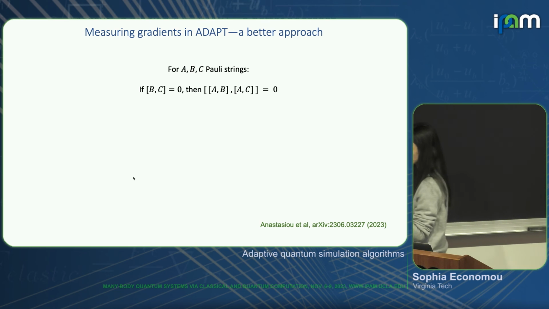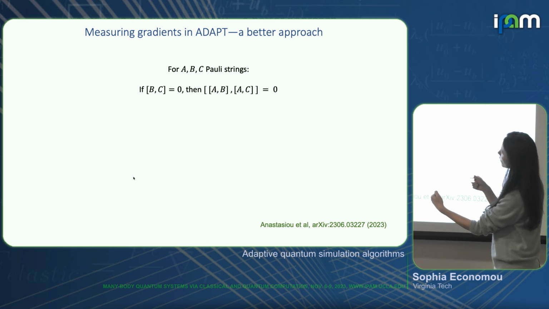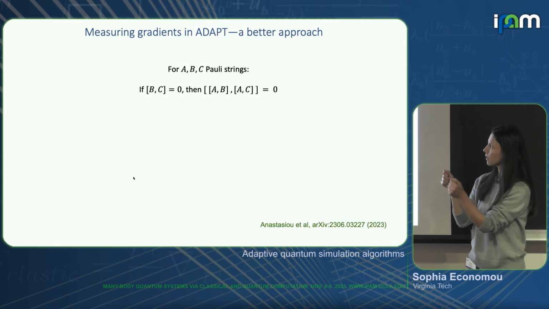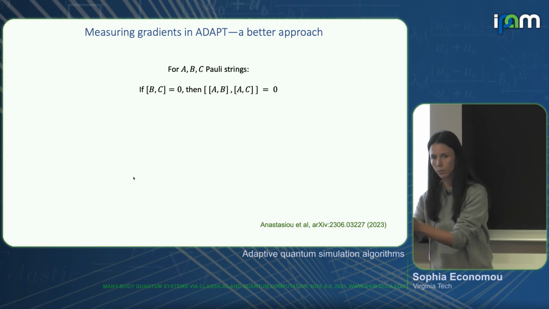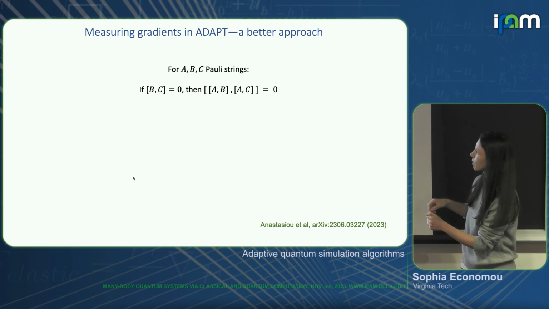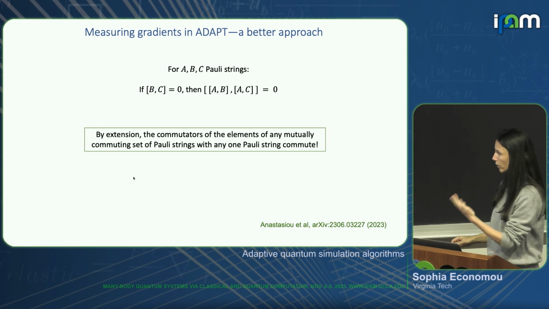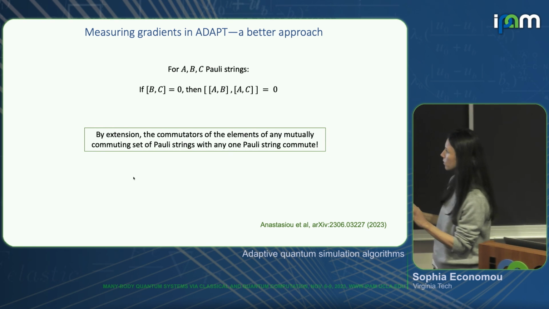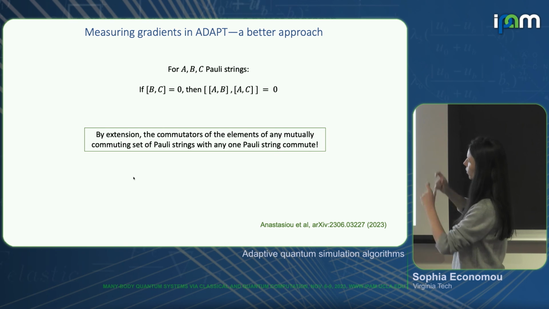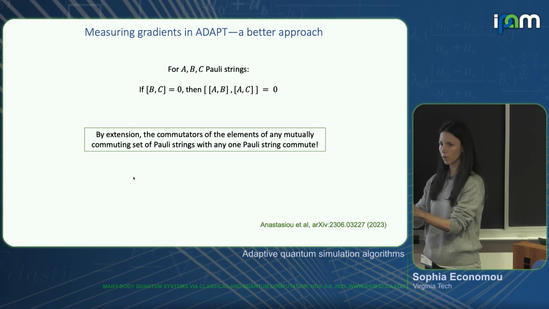Instead, if we have a Pauli pool, we can make the observation that if I have two commuting Pauli strings, then their commutators with a common Pauli string, with another Pauli string, commute. So this is something that's not difficult to prove. You can easily convince yourself it's true. So this points us to the strategy of taking commutators of mutually commuting Pauli strings from our pool and measuring those commutators together.